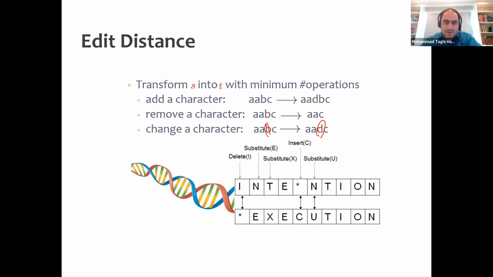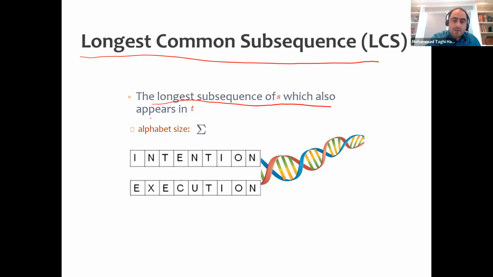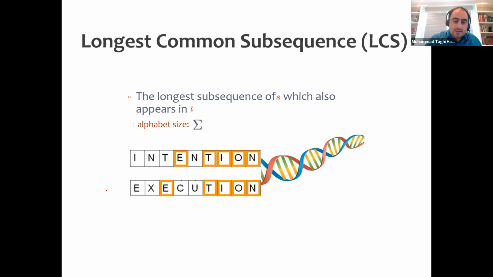This has lots of applications, especially for genetics or any text stuff. This is very similar to the other problem that we talked about, longest common subsequence, when we talked about dynamic programming. You want to find the longest sequence of S that also appears in a string T. For example, if you have this S and this T, you want to find this longest common subsequence.